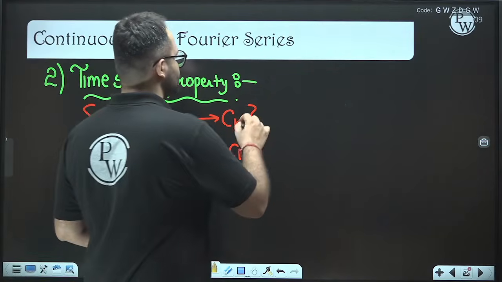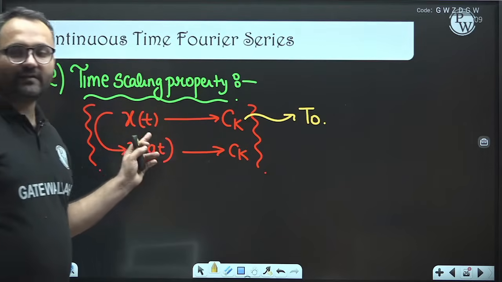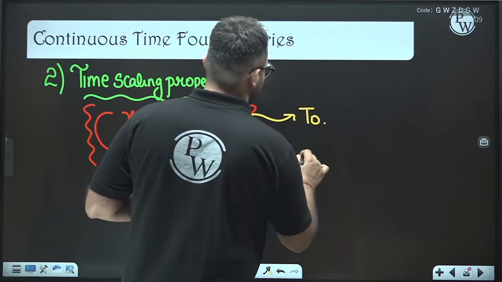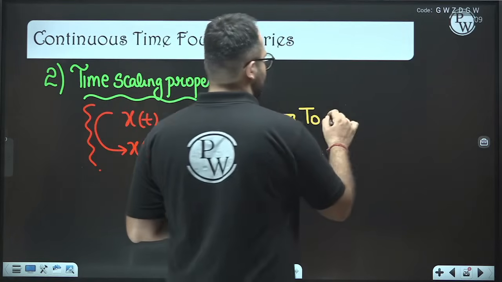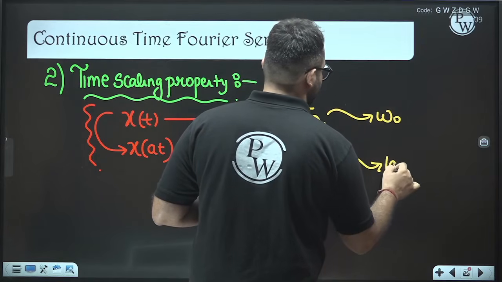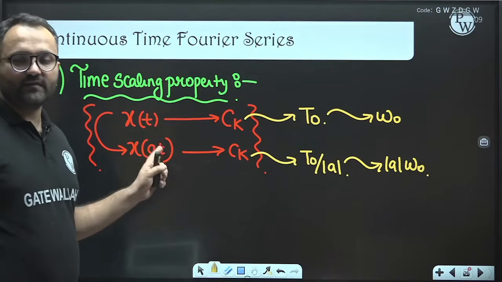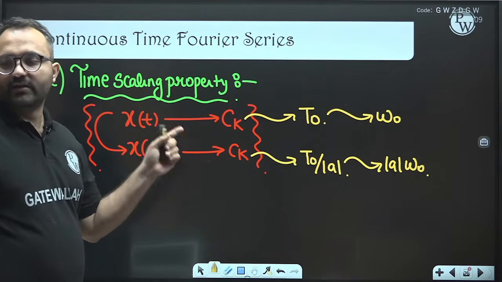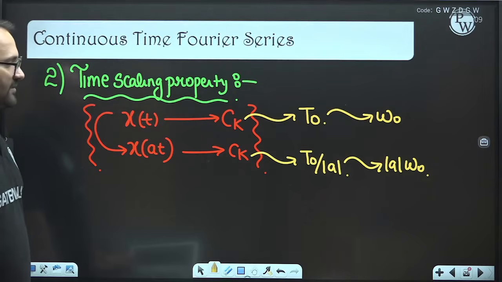But if xt was having time period T naught, x of at will have time period T naught by mod a. So if the fundamental frequency was omega naught, the new fundamental frequency will be equal to mod a times omega naught. Only the fundamental frequency and time period will change. The Fourier series coefficient values will not change. Remember this very clearly. Okay, so this is the time scaling property.